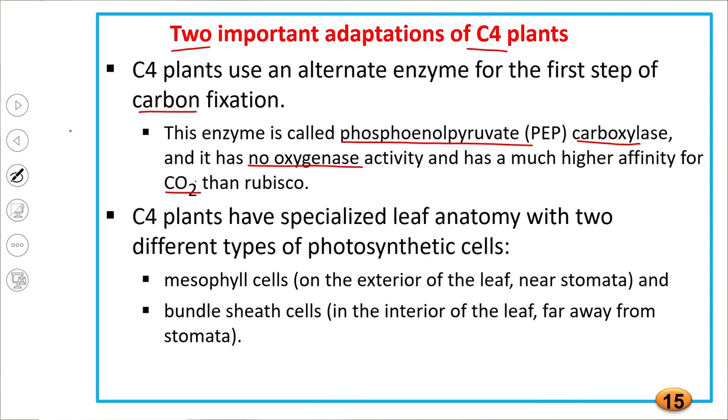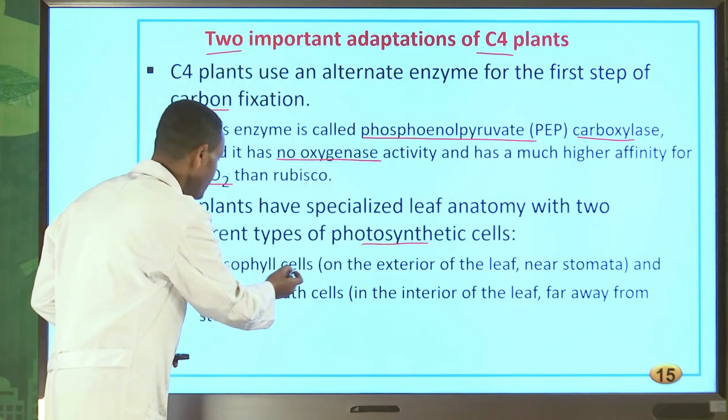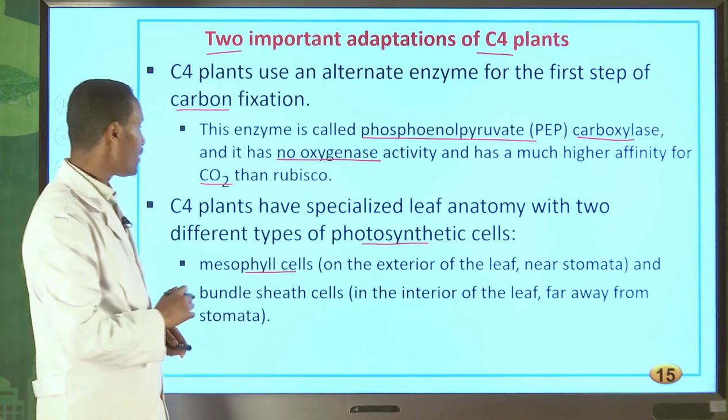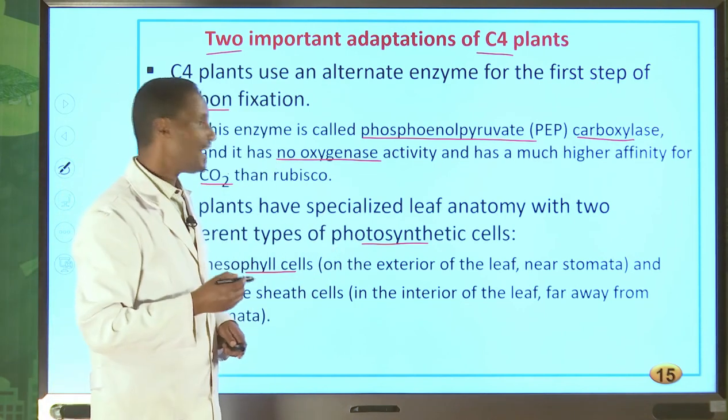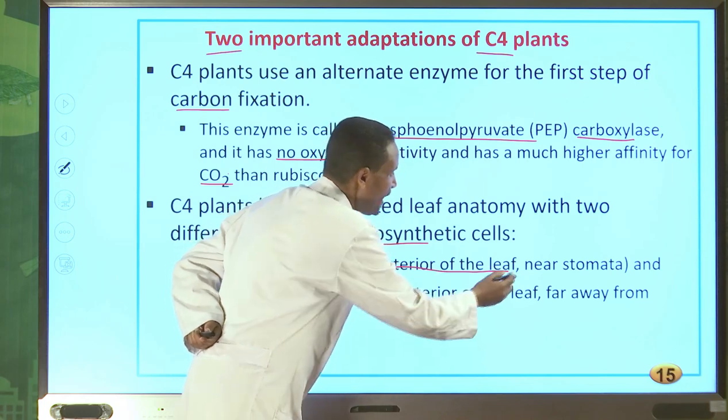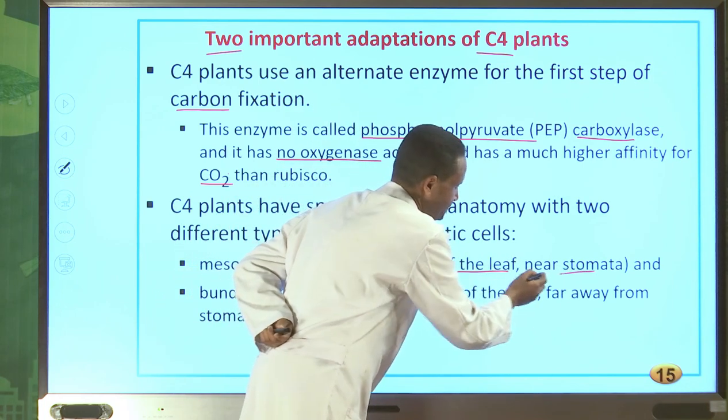Here, carbon-4 plants have specialized leaf anatomy with two different types of photosynthetic cells. What are these two different types of photosynthetic cells for carbon-4 plants? These are the mesophyll cells. These mesophyll cells are found on the exterior of the leaf and near the stomata.